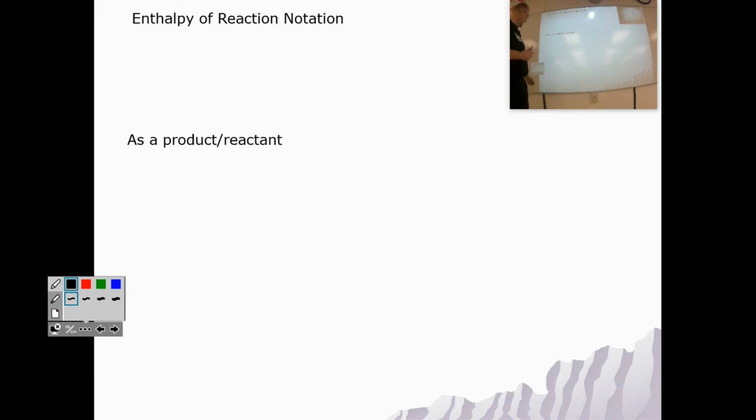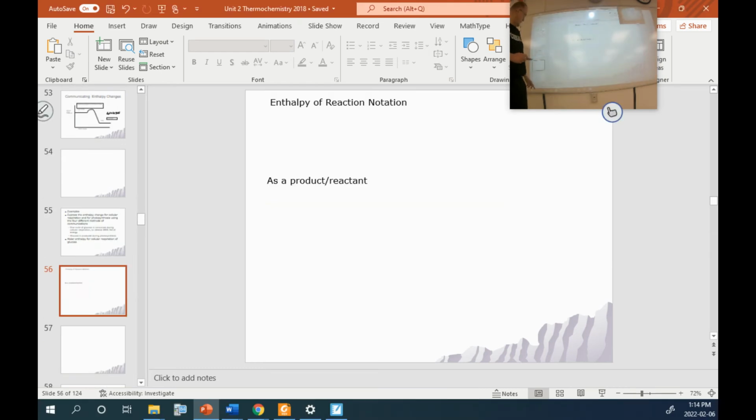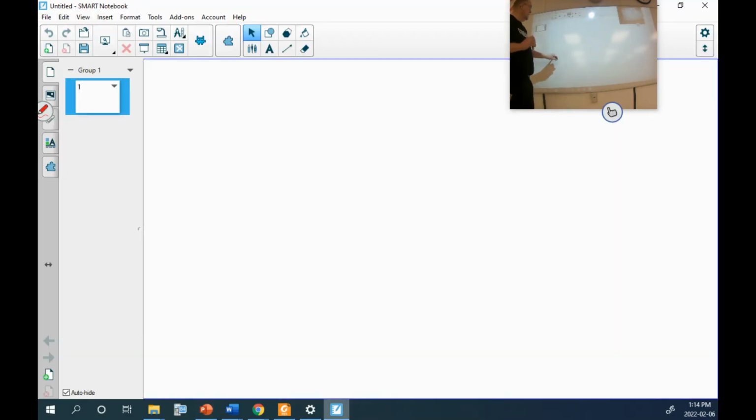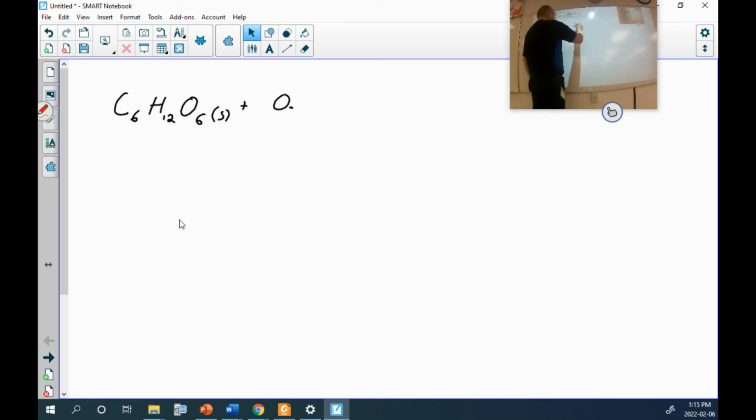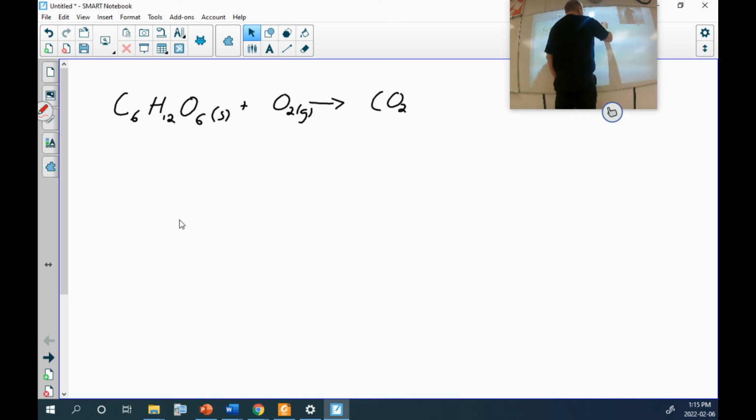So first of all, we need to write the reaction. We're talking about cellular respiration. Glucose is C6H12O6, solid. I'm going to add oxygen to it, because cellular respiration, this is one thing that you should have memorized, it's just the opposite of photosynthesis. And that's going to give me CO2 gas and H2O liquid.